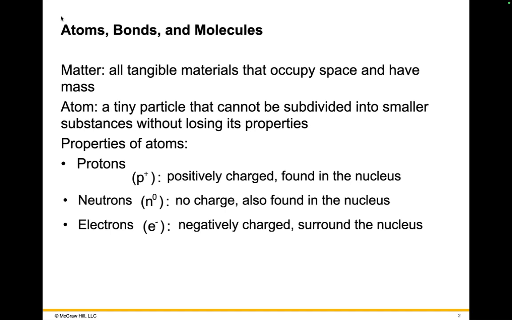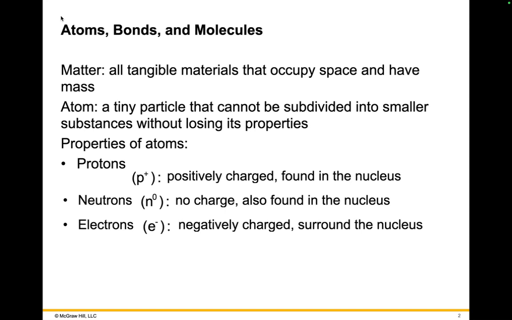So matter is what occupies space and has mass. It's most things you think of. And an atom is a tiny particle that can't be broken down into smaller substances without losing its property. So it's what makes up matter. Now there's subatomic particles, sub meaning below. So below the size of an atom, smaller than an atom, are protons, neutrons, and electrons. Now, these are smaller substances, but if you remove them or add more to the atom, it does change its properties. So an atom is our lowest level for matter.